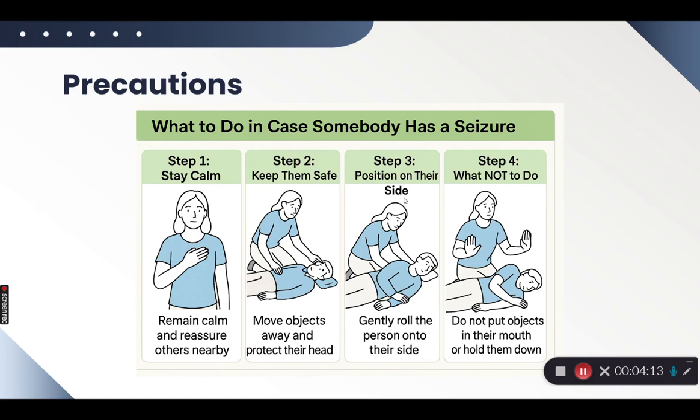Third, position them on their side, and this is to open up the airways and make sure that they don't choke, just in case they throw up, and so they're able to breathe a little bit better. And what not to do: do not put objects in their mouth or hold them down. This can cause severe harm for them, and it's just not generally a good idea.